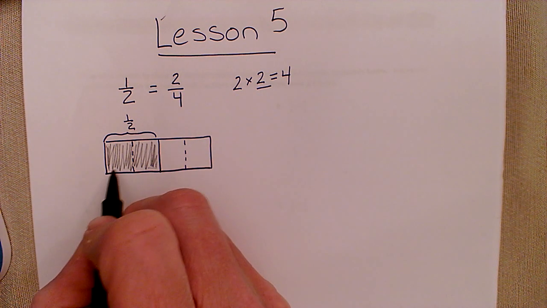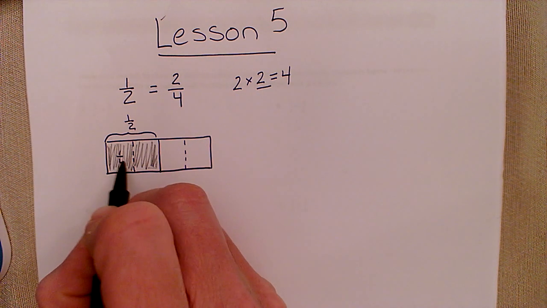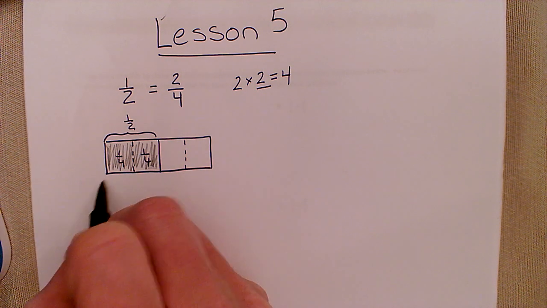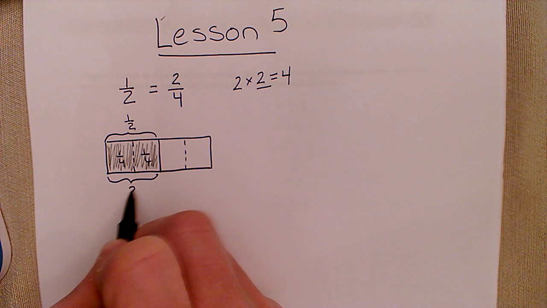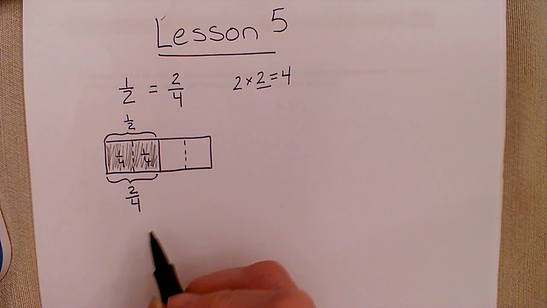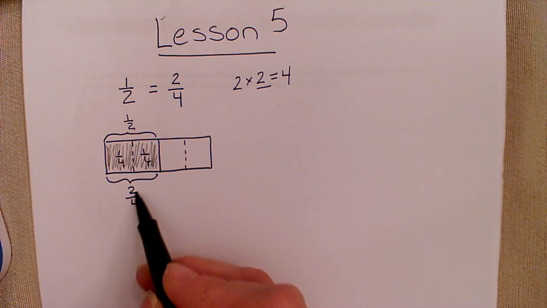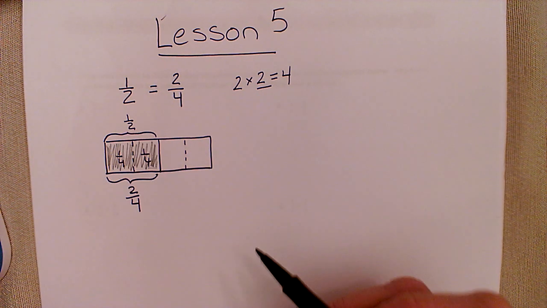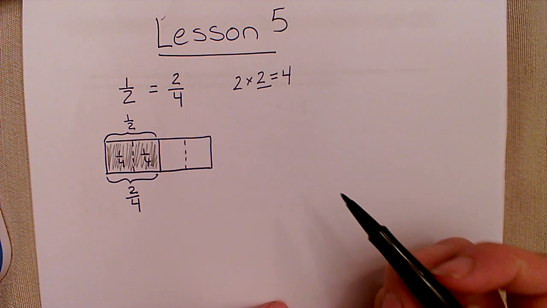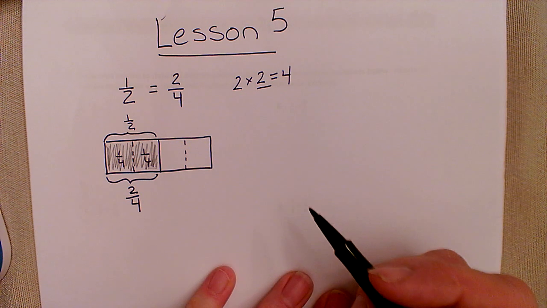And now I know that I have 1/4 here, and I have another 1/4 here. And so what we said to ourselves was that this was 2/4. And we just showed that 1/2 is the same thing as 2/4, that they're equivalent fractions. Now for today's lesson, we're going to do it a little bit differently.